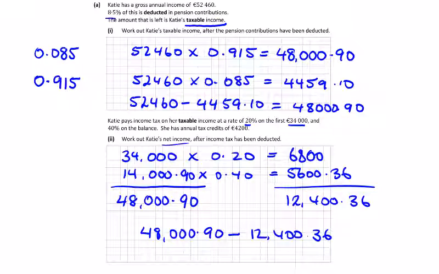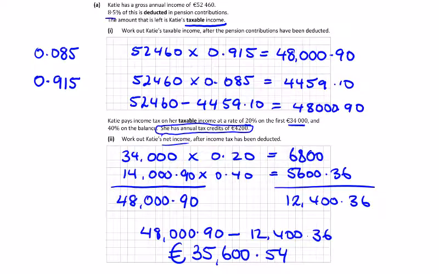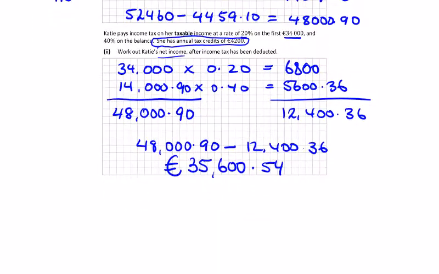That will give 35,600 and 54 cent. 54 cent for her net income. And then bringing in the last part, which is the annual tax credits. We can do it either before or after. She's going to have her net income.